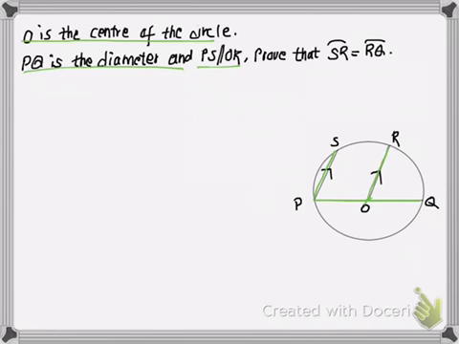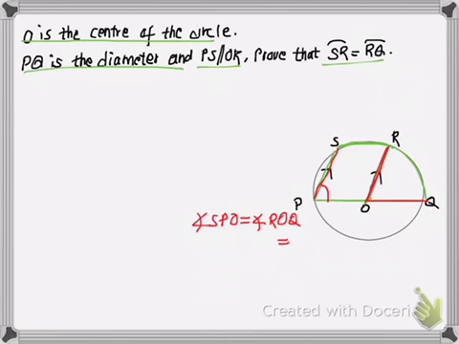OR. And with this given information we have to prove that the length of arc SR should equal the length of arc RQ. So for that, let us start interpreting this question from the given information that PS is parallel to OR. So since these two lines are parallel, we can say that angle SPO is equal to angle ROQ.